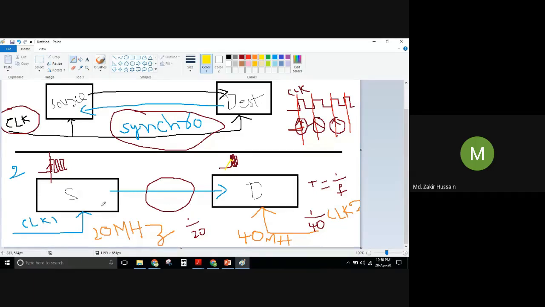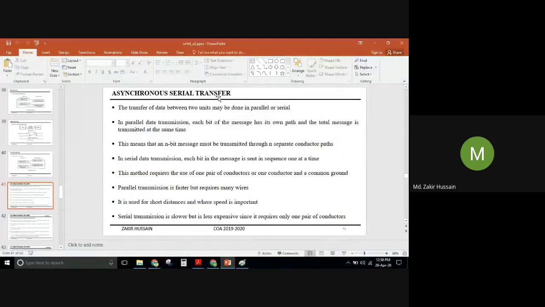Since the clock frequency is different here, this edge is operating at a different time, and the edge here is operating at a different timing. This edge is different. So synchronization is something challenging here. So we have to still be able to transmit, in spite of having different clocks, contents from source to destination, as well as receive from destination to source. So in this second case, this comes into the picture, that is called asynchronous serial transfer.